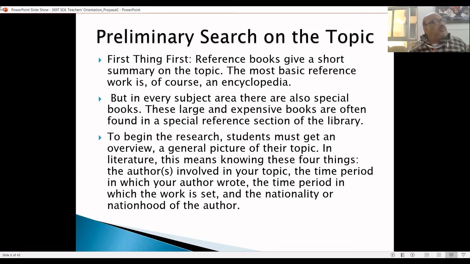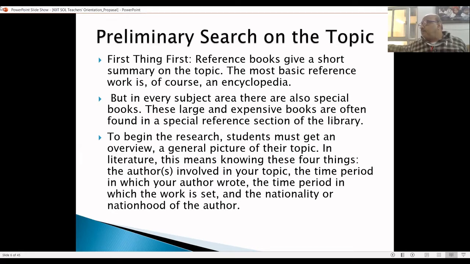They should try to know about the time period in which the author wrote, the time period of the author, because this is the age of cultural criticism. And we cannot actually understand the cultural politics of a work if we do not contextualize. And for that, the history of the time period in which the author is writing is very important for students to know. And also the time period in which the particular work is set.